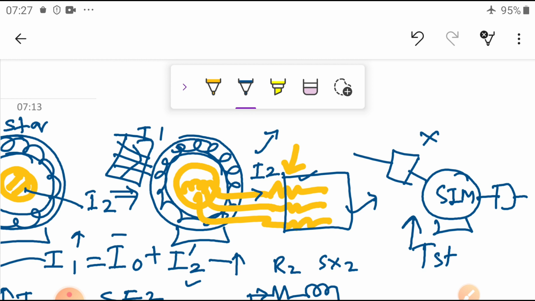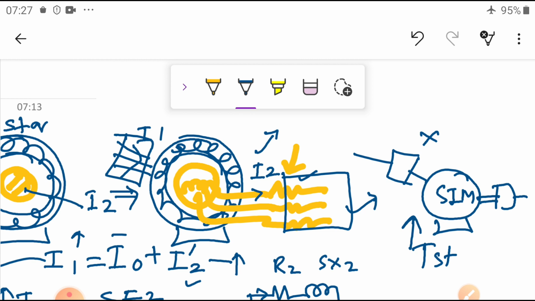So while inserting some resistance initially, as we calculated in the previous derivation also, the starting current and the starting torque depend upon the rotor resistance. If the rotor resistance is more, the starting torque pickup will be more. That is possible in the case of the slip ring induction motor, where we connect the starter at the rotor side.